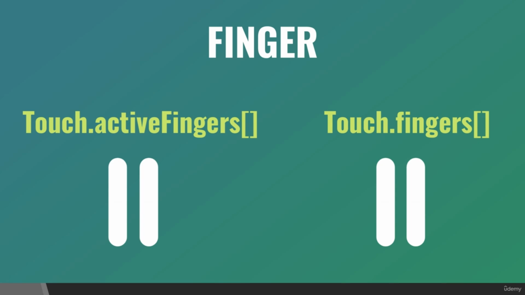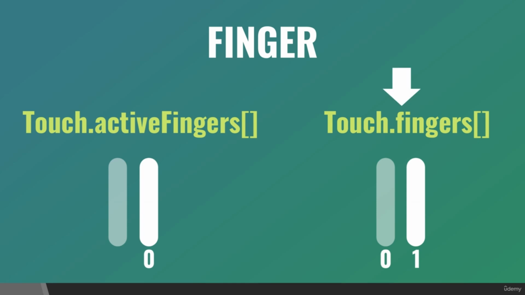Now we need to get some data, maybe the position or something else. Let's say this is the first finger that touched the screen, so it has index 0 for both arrays. That means this finger has index 1. Now, if we, for example, lift the finger with index 0, in the active fingers array, the finger that had index 1 becomes the finger with index 0.